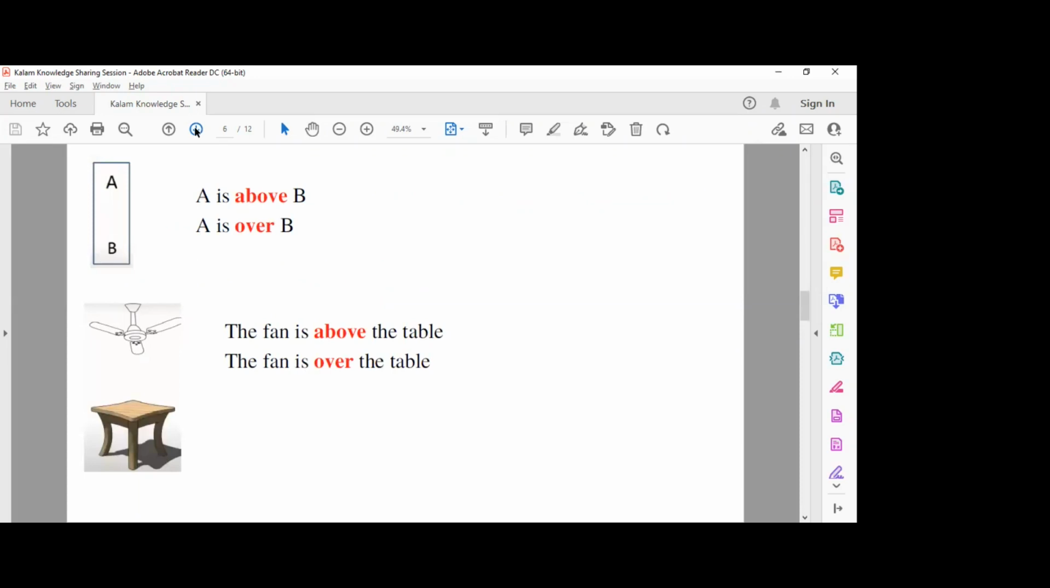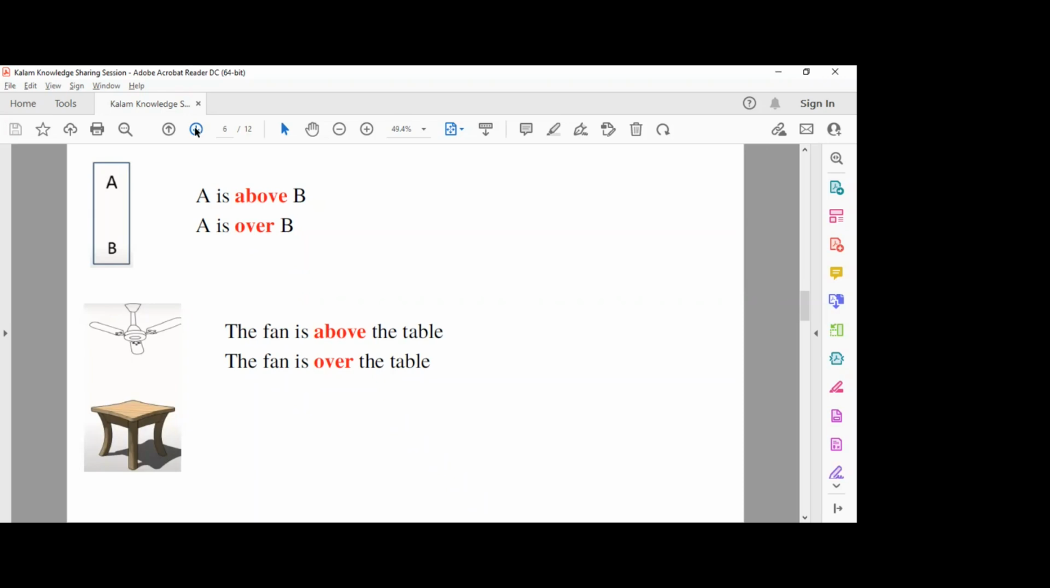Next, we can use above and over in the same situation. A is above B and A is over B. Why are we using above and over? In that case it is the same point, A and B are both in the same point. So in that case we have to use over. Above is used when A is above B.